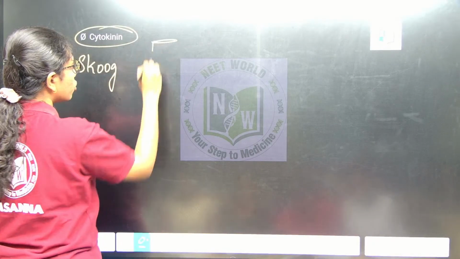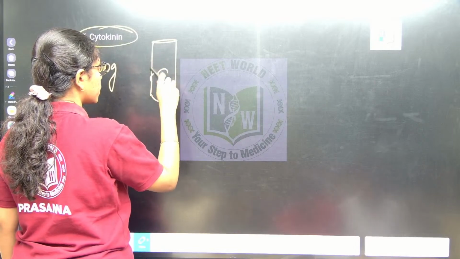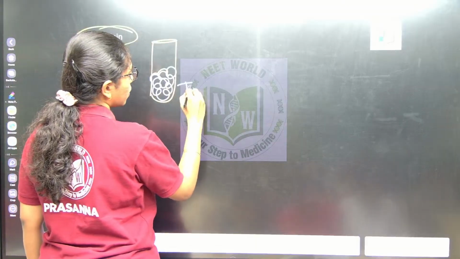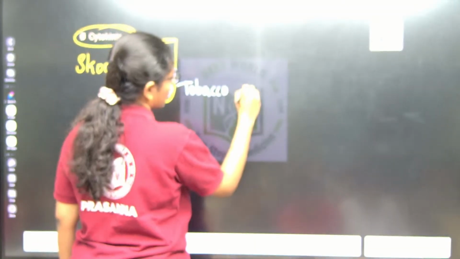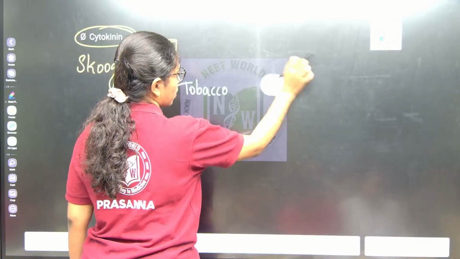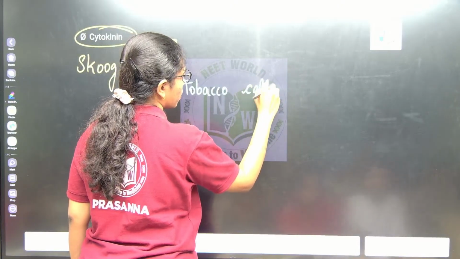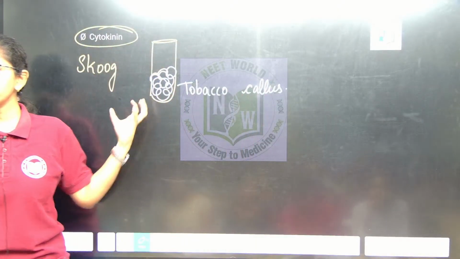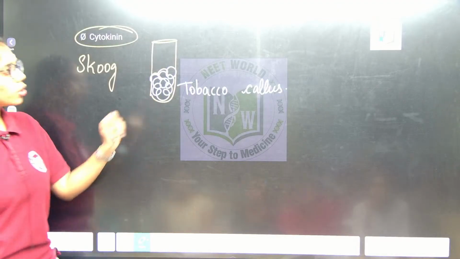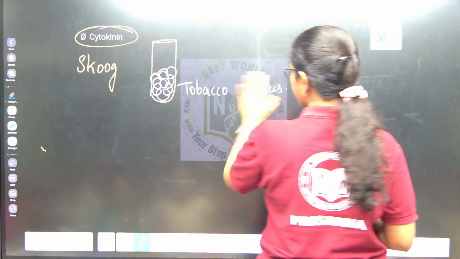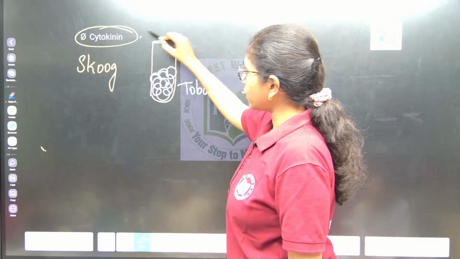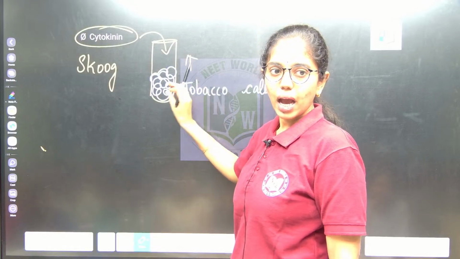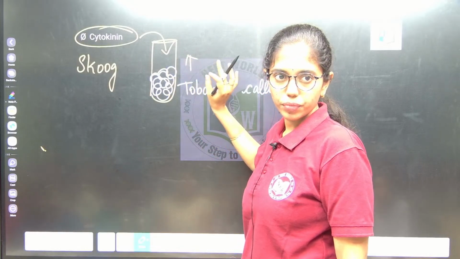He is growing a tobacco callus in the test tube. Some undifferentiated mass. What is callus? Undifferentiated mass of cells. To this undifferentiated mass, when cytokinins are applied, there is an increase in cell division activity, and this is also showing differentiation, the tobacco callus.